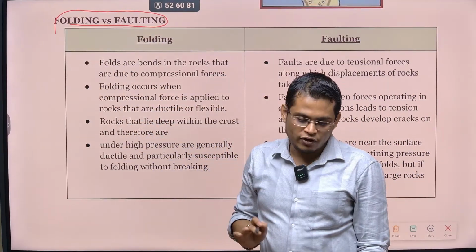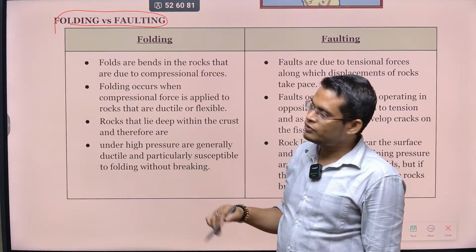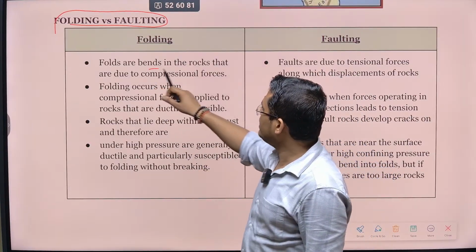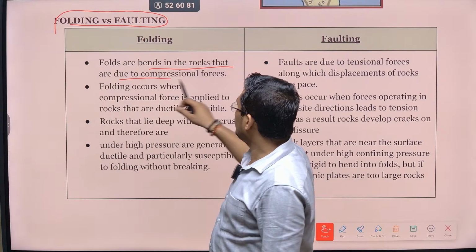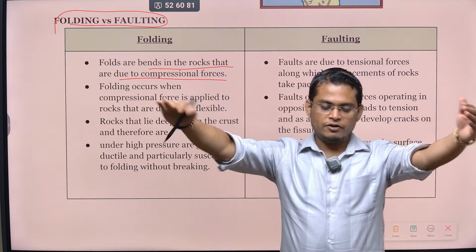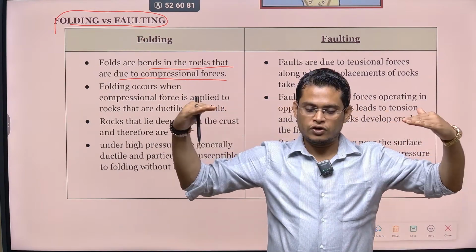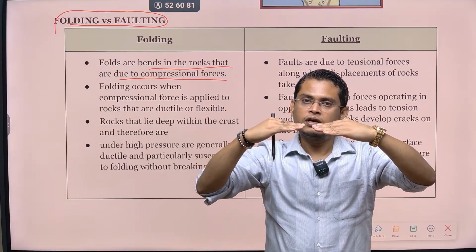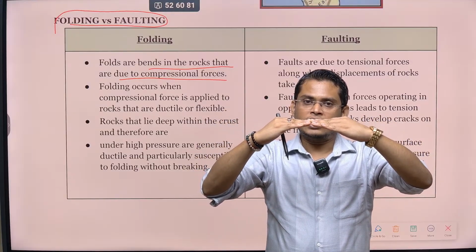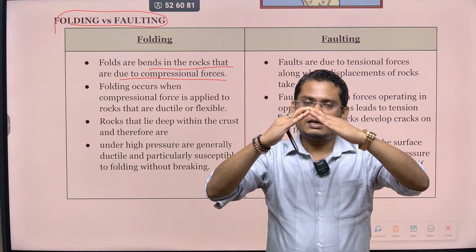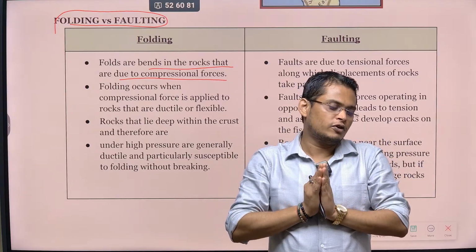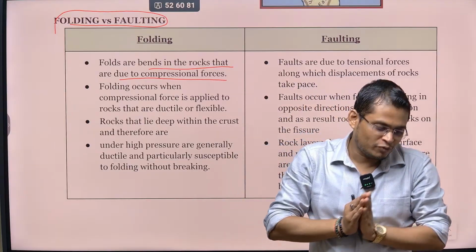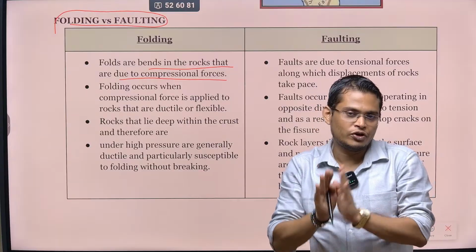So we have studied the folding, now we have also completed the faulting. Folds are bends in the rocks that are due to compressional force. Whenever we talk about folding, whenever two plates are converging, they are meeting here, and then gradually because of pushing they rise upward and form a fold mountain. And why they form fold mountains, what the conditions are, we are going to see gradually.